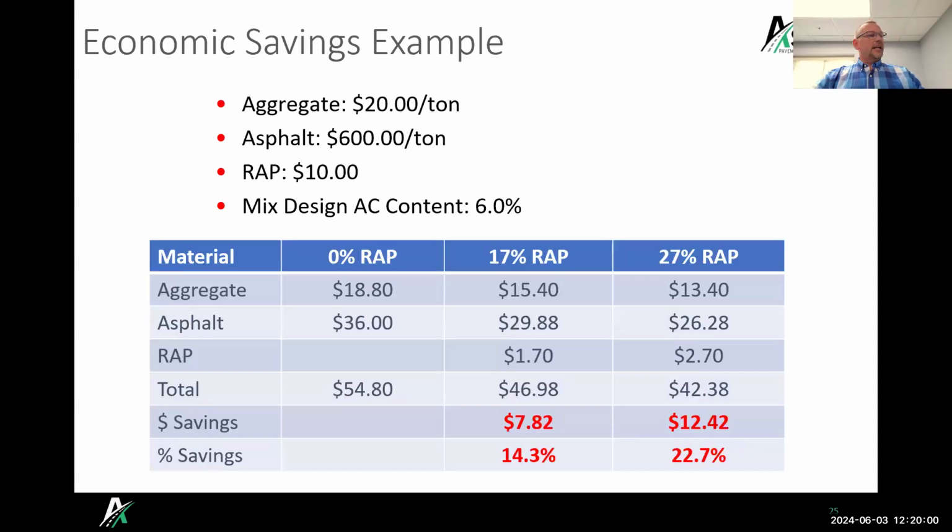So here's an example of the cost savings that we can see with using RAP. Again, using those same numbers and $10 a ton for processing the RAP, we're looking at 15 to 23% savings if we get to the Tier 1 and Tier 2, what we call it, based on the MDOT specification, 17% binder replacement and 27% binder replacement.